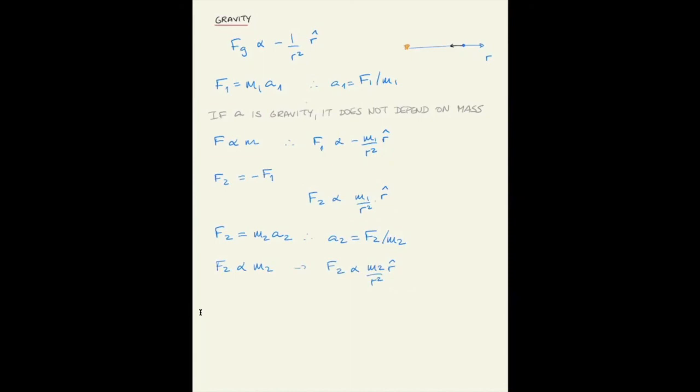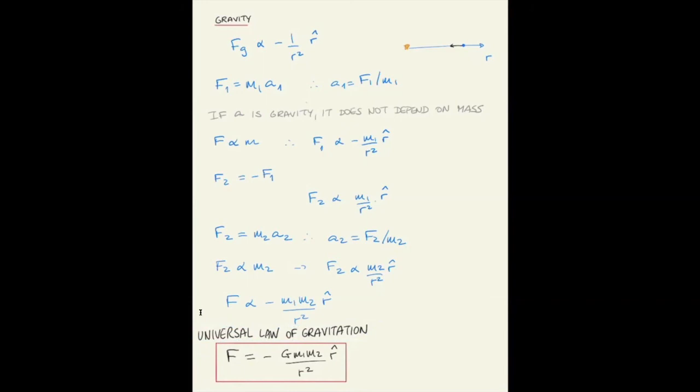The only way that both can be true is if the gravitational force is proportional to both masses, M1 and M2. Now, if you substitute the proportionality by a constant, say big G, you find the full expression of the gravitational force. The proportionality constant, big G, is the universal gravitational constant, and this law is known as the universal law of gravitation. The value of G was measured later to be 6.67 times 10 to the minus 8 in CGS units.